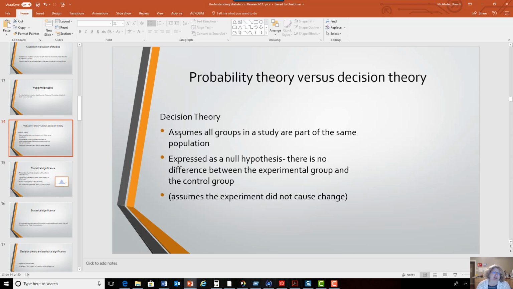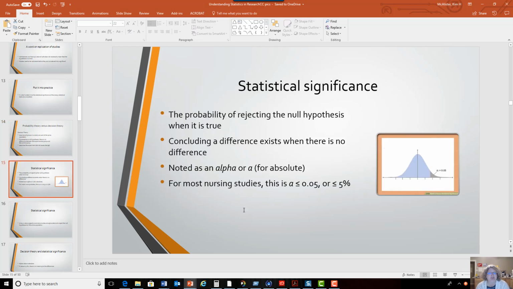So when you want to look at probability theory versus decision theory, we already talked about probability. Let's look at decision theory. Decision theory assumes that all the groups in the study come from the same population. This is expressed as a null hypothesis that says there is no difference between the experimental group and the control group. So it's assuming that the experiment did not cause the change. Whatever change there was didn't happen from the experiment.